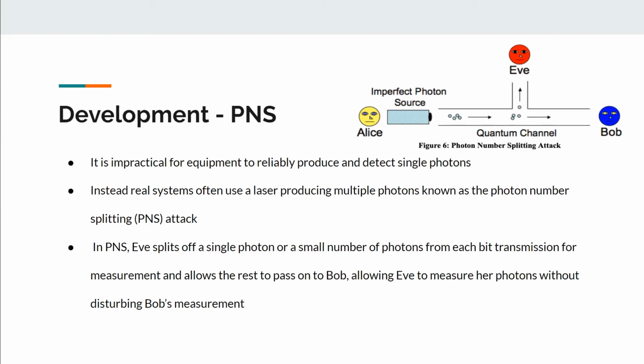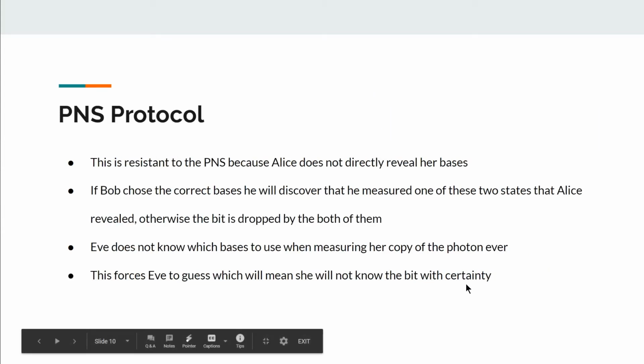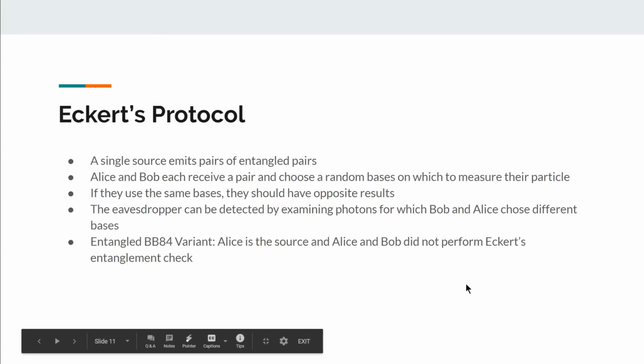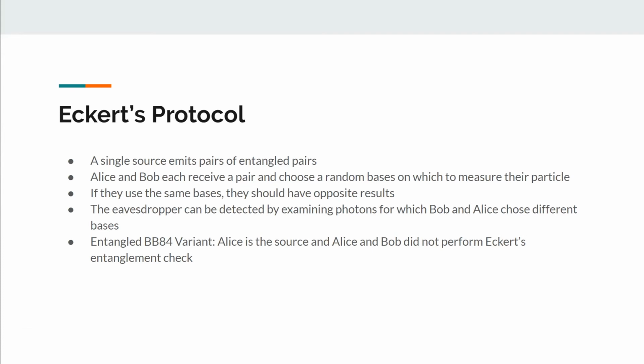As you can see in the top right, there's an actual application of how it looked. So that's pretty cool. And now I'll be going into the last protocol, which is Ekert's protocol. For Ekert's protocol, there's a single source that emits pairs of entangled particles. Essentially, the particles are separated, and Alice and Bob each receive one particle. Alice and Bob would each choose a random basis on which to measure their received particles.